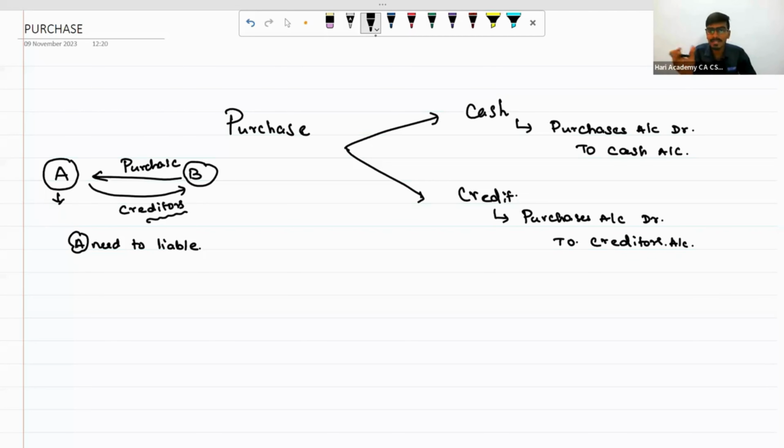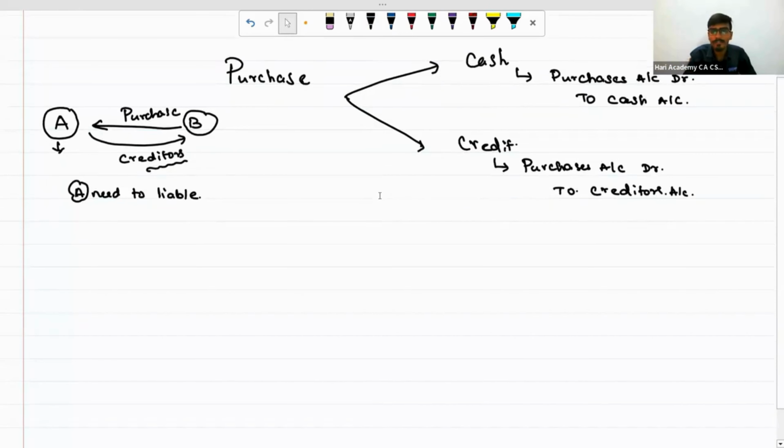So when cash is done, credit is done. Only in credit will we have the risk. So at that time, suppose by God's grace we have received all the amount. What is the journal entry we will pass?